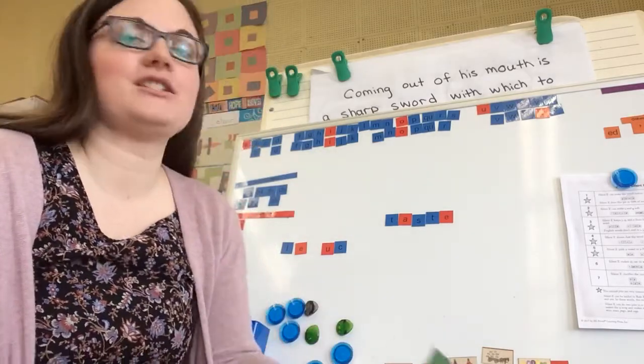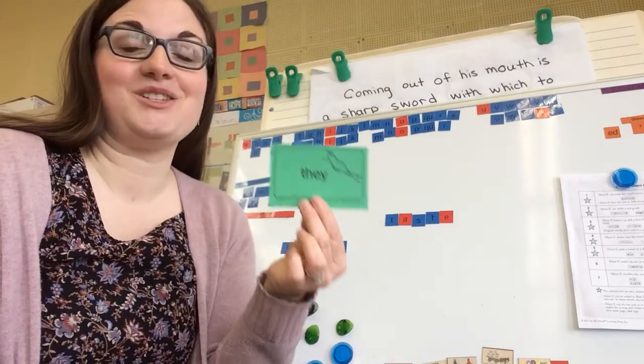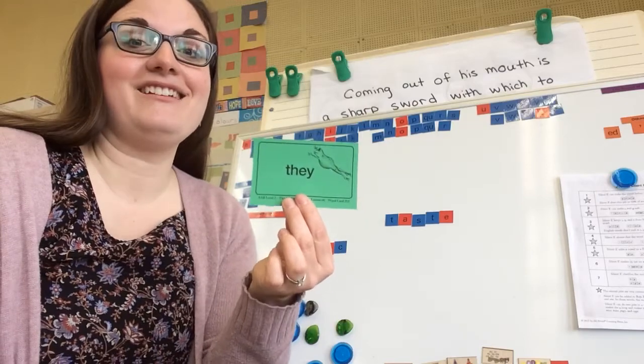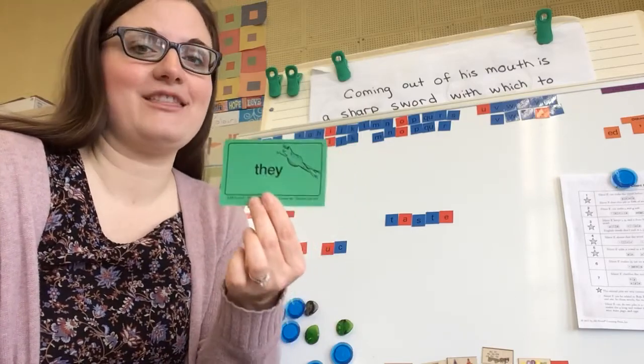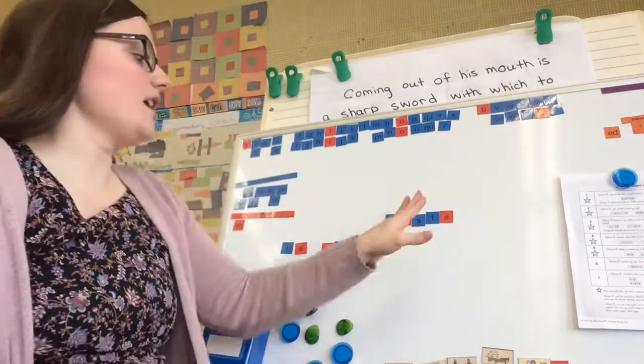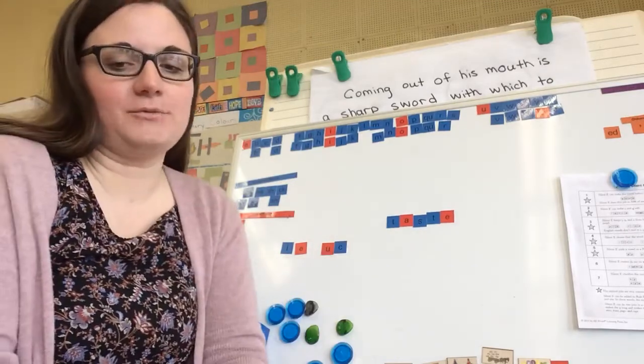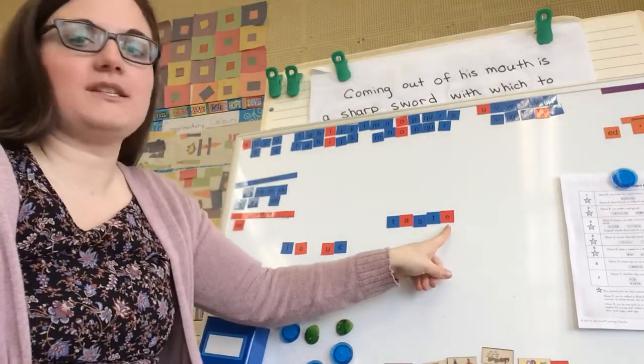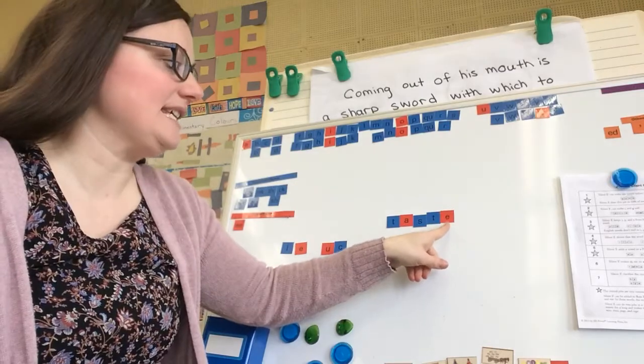And we also learned a new leap word. Do you remember what this word says? They. Okay? So I've got a word up here that I've built for us to read. Now, what do you notice about this word? It ends with a silent E.